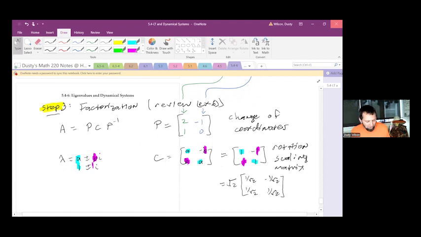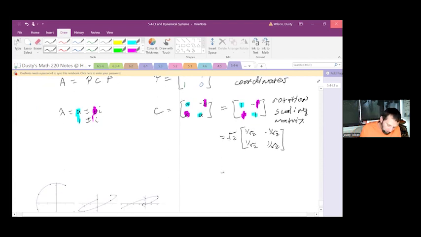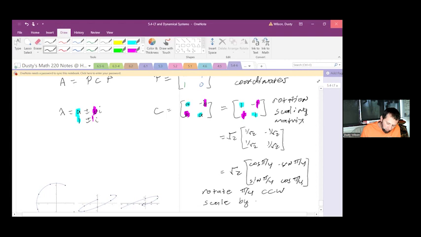And you might recognize this as square root of 2 times cosine of pi over 4, minus sine of pi over 4, sine of pi over 4, and cosine of pi over 4. And so we're saying it's a rotation scaling matrix. So we're rotating pi over 4 counterclockwise, and we're going to scale by square root of 2.